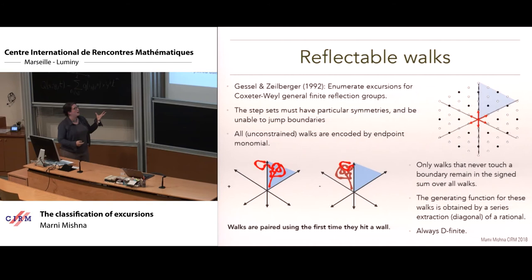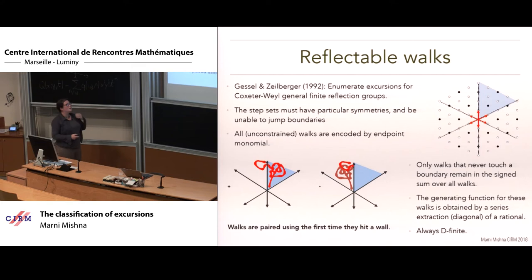I'd say, okay, are reflectable walks somehow the driver behind all of the D-finite walks? Not entirely, but you do capture some additional models, again, by working in some Weyl group and then deforming it to get to your quarter plane.